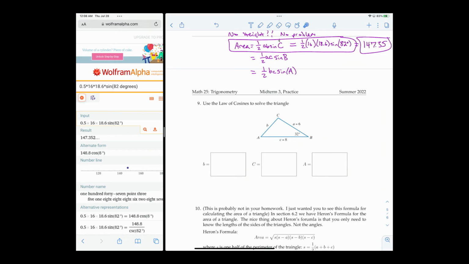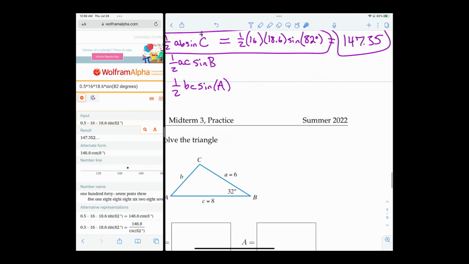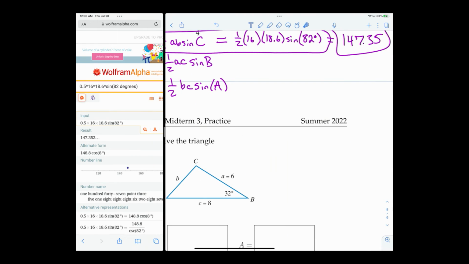Okay, next question. Use law of cosines to solve the triangle. So the law of cosines, again, the setup is exactly the same in terms of A, B, C. I'm not going to draw the triangle, but I am going to write the law of cosines for you. This is also not on the exam. No law of cosines. But here's what the law of cosines says.